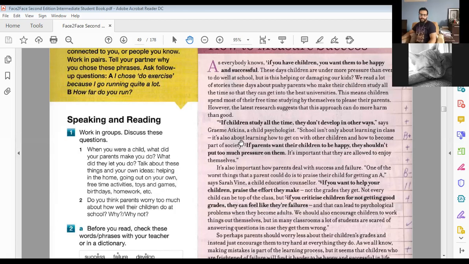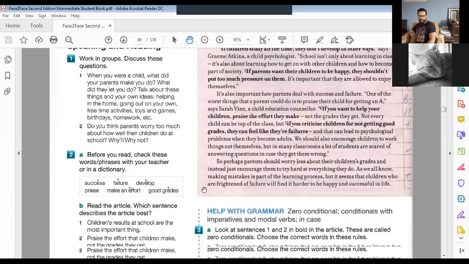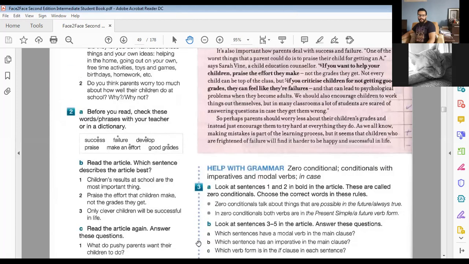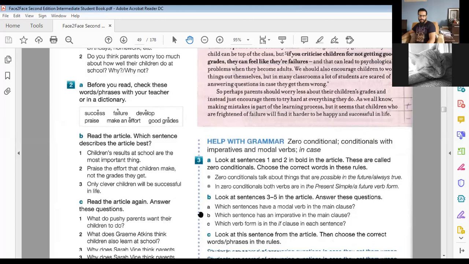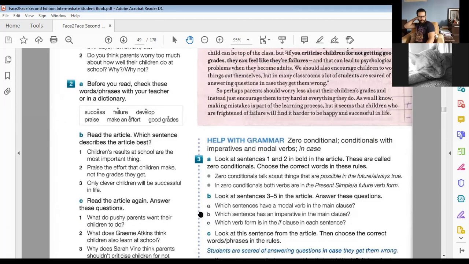So we only found 2, right? 2 out of 3. So 2 of the 3 sentences have modal verbs: number 3 and number 5. Okay. Can you read the second part of the exercise, part B? Which sentence has an imperative in the main clause.